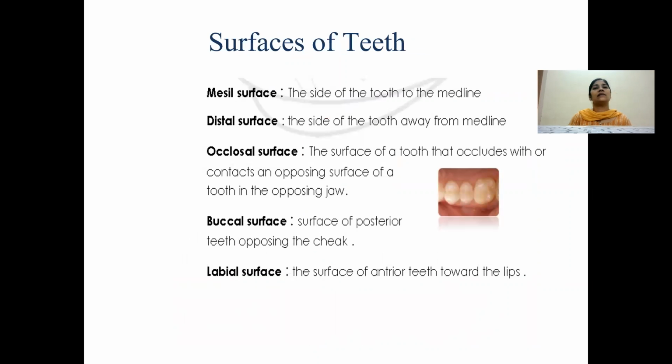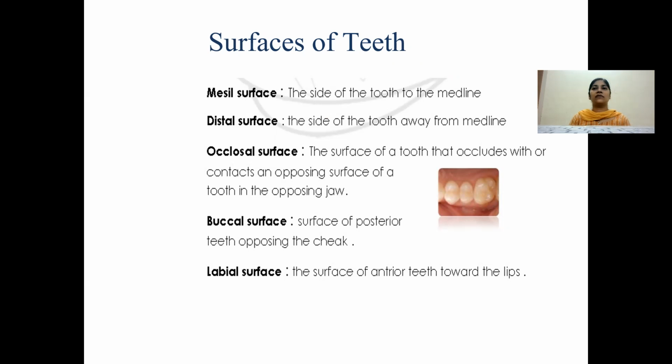Now coming to each surface of the tooth: the mesial surface, the distal, occlusal surface, buccal surface, palatal surface, and incisal surface. When you learn each aspect of the tooth, you need to know the surfaces of the teeth also. The mesial surface is the side of the tooth that is facing the midline. So for all the teeth in the quadrant, if it is facing towards the midline, you call it the mesial surface. The distal surface is the side of the tooth that is away from the midline.